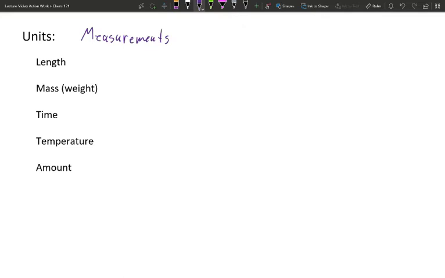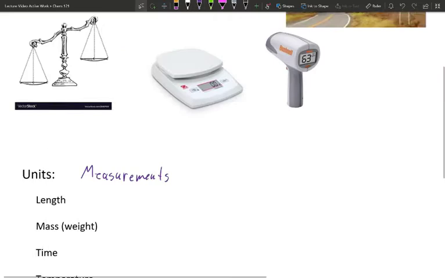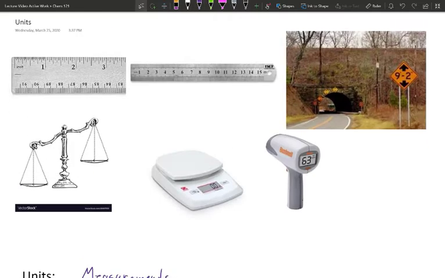So common units and the five types that we'll be talking about for our class, things like length. You need to measure a length. So let's look at a few. You might have up here where you're measuring some inches on a ruler. You might have a meter stick where you're measuring centimeters or millimeters. You might see signs that have height. And so over here you're measuring feet and inches of the height of the tunnel.